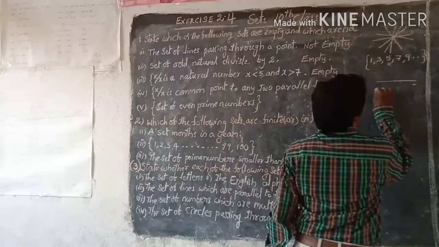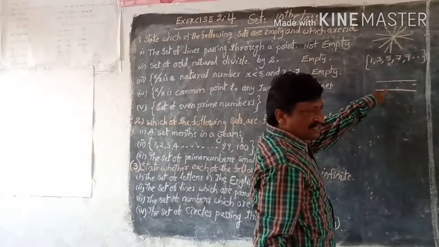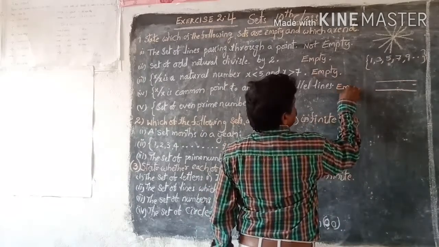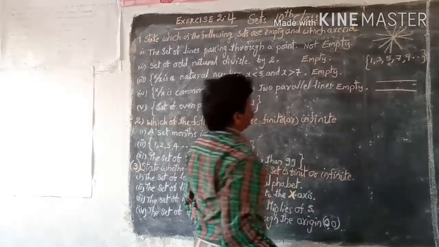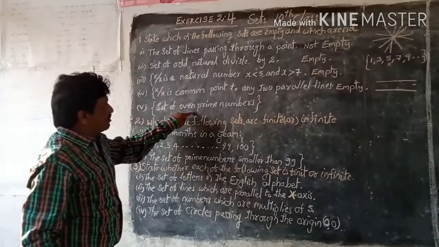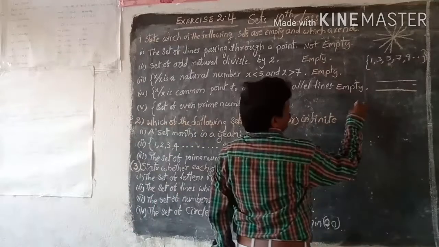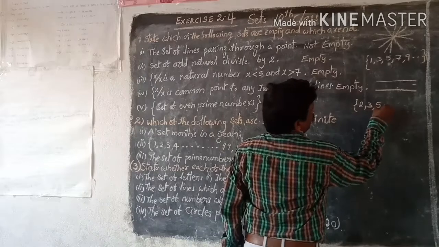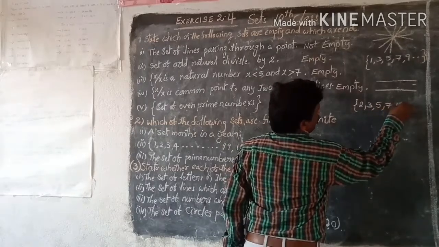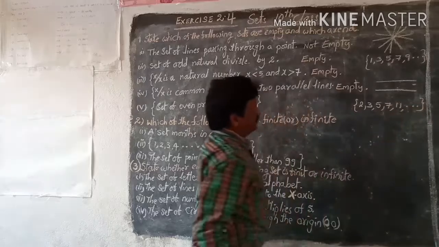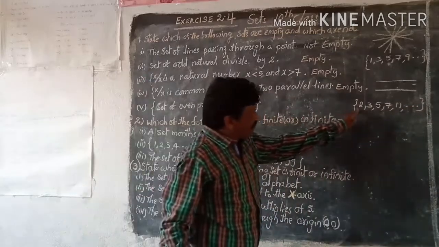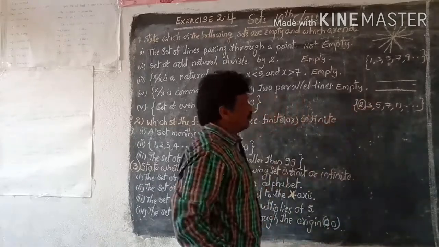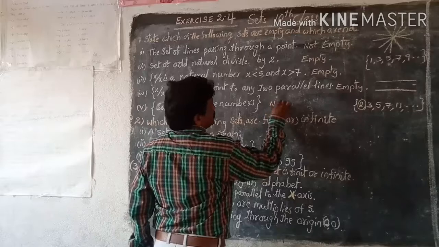So these are parallel lines. Any common point? No, there is no common point. It is an empty set. Next, set of even prime numbers. The prime numbers are 2, 3, 5, 7, 11, etc. Is there any even prime number? Yes, 2 is an even number. It is also a prime number. It is not an empty set.